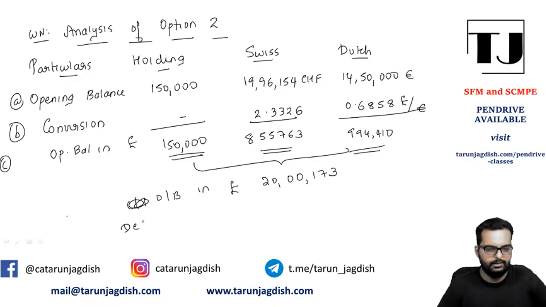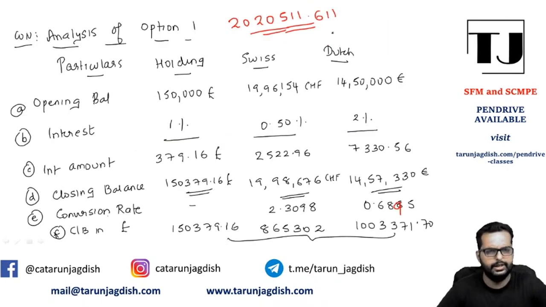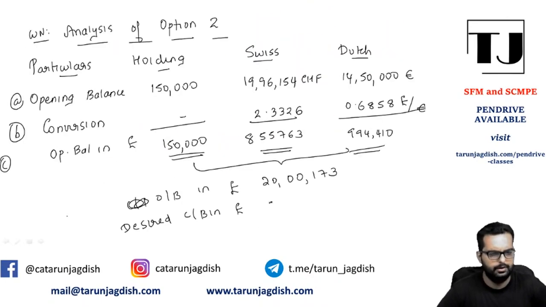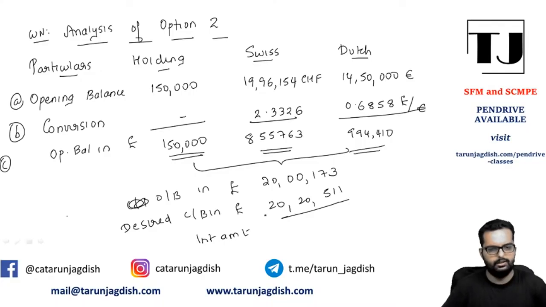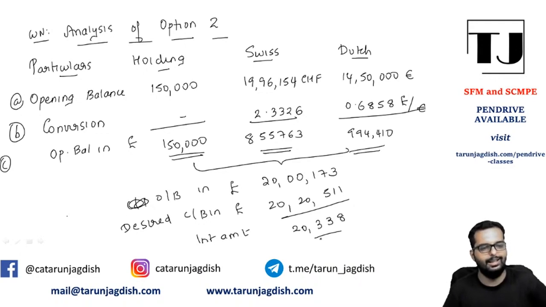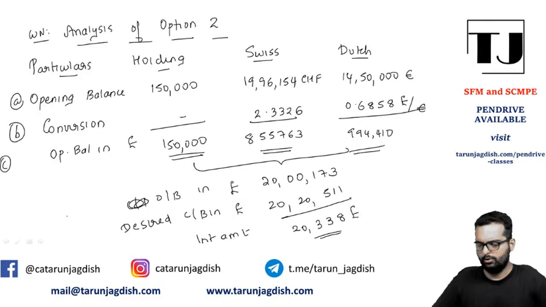What is the desired closing balance in sterling? Can you tell me? That's something we got over here. 20,25,11. So what should be the interest amount that is coming over here? 20,25,11 minus 20,00,173. That is 20,338 sterling. Can you write down till here in your books, friends? Once you're done, let me know. Then I'll go to the next part.